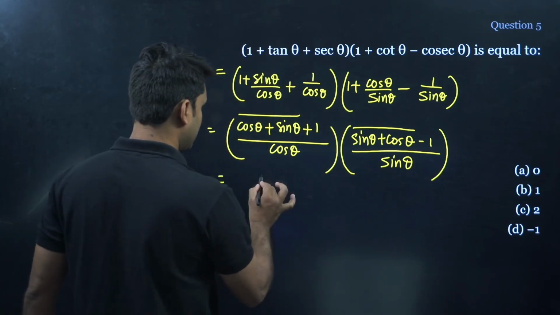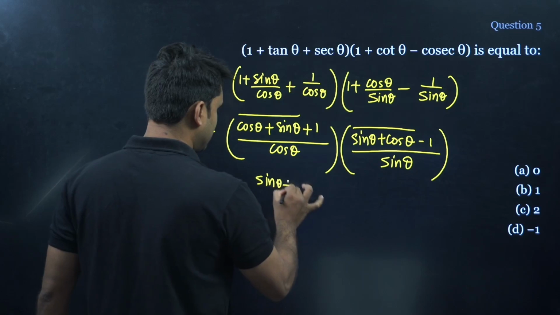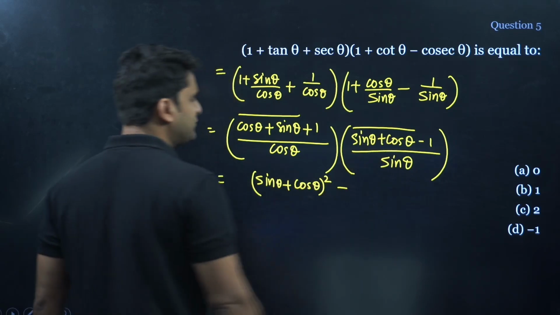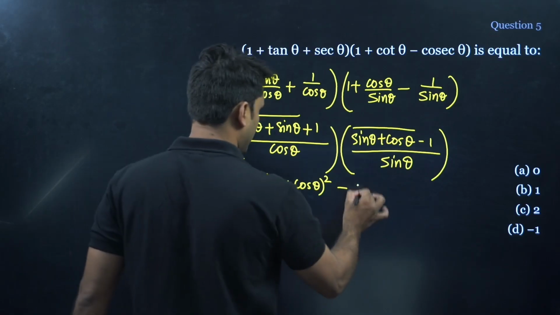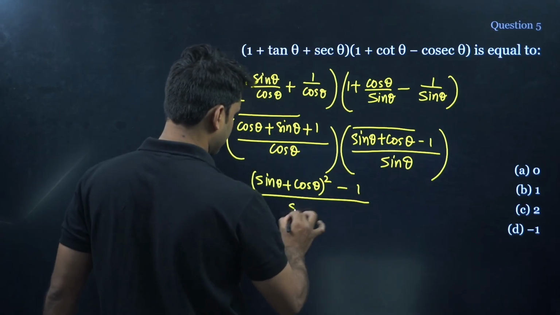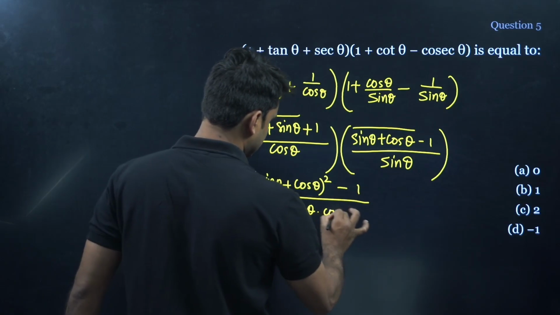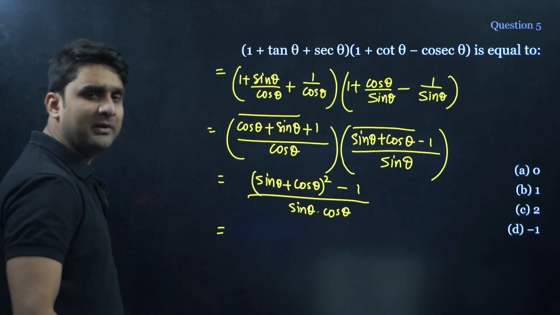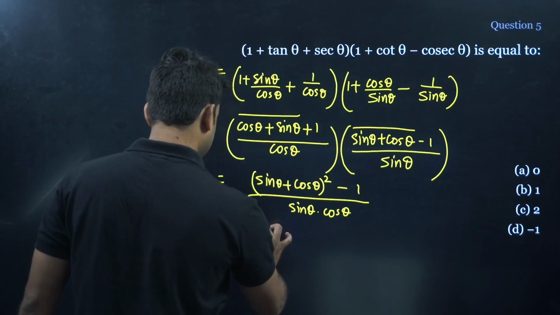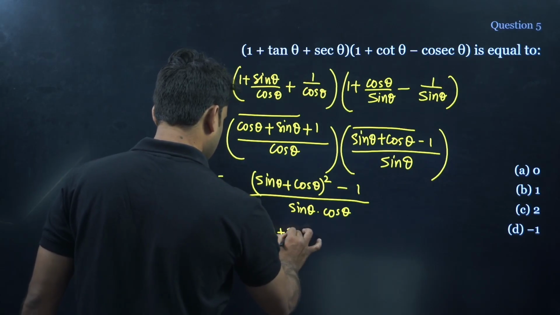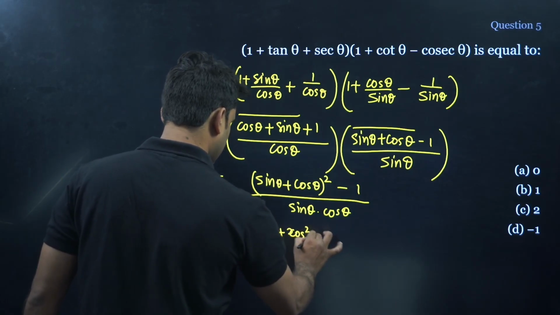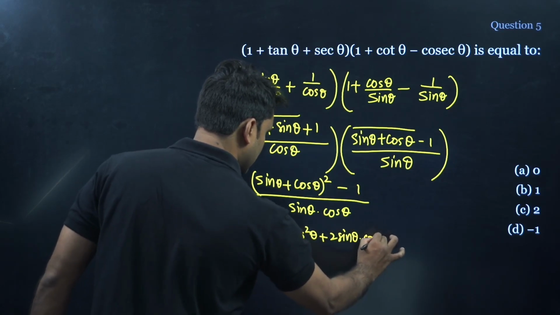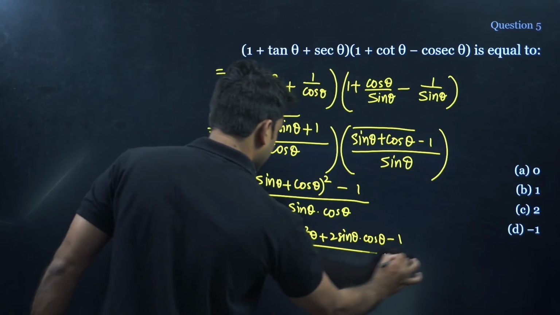So we can write here (sine theta plus cos theta) whole square minus 1 square, divided by sine theta into cos theta. Clear, everyone? Now this is (a plus b) whole square. We can open it as a square plus b square plus 2ab: sine square theta plus cos square theta plus 2 sine theta into cos theta, minus 1, divided by sine theta cos theta.